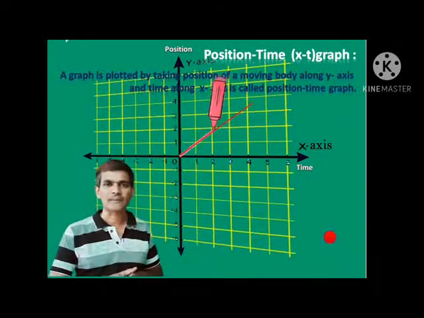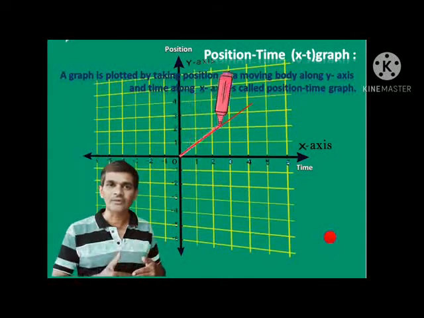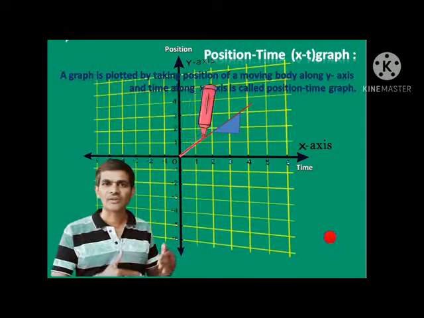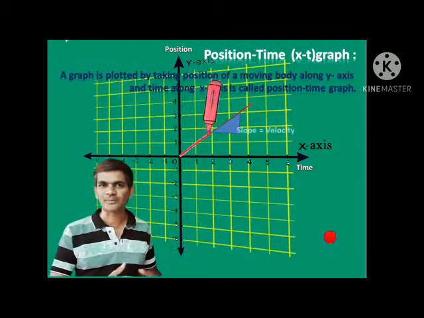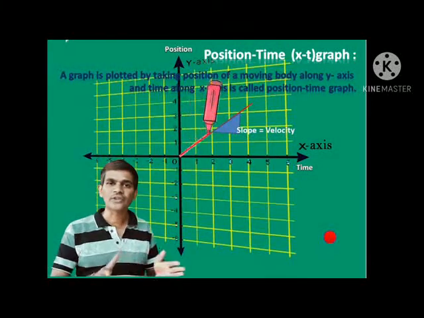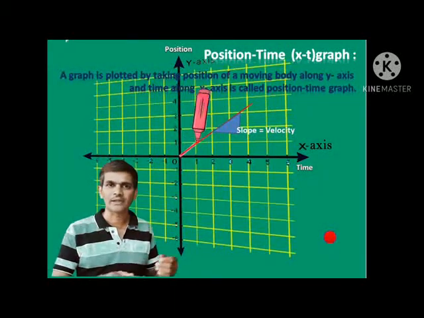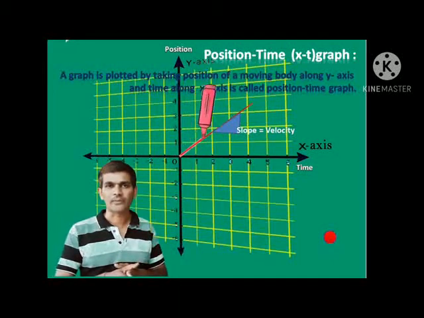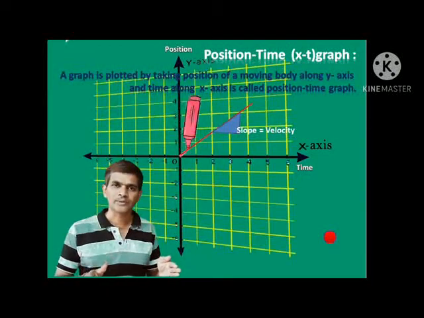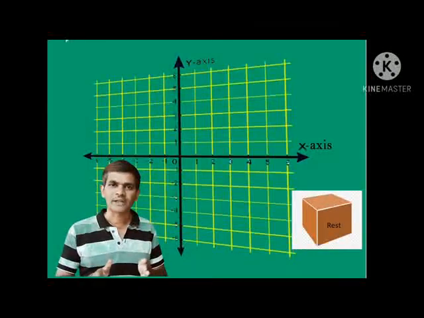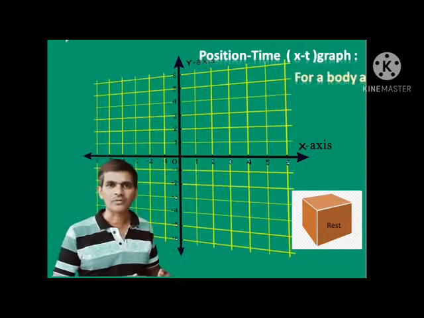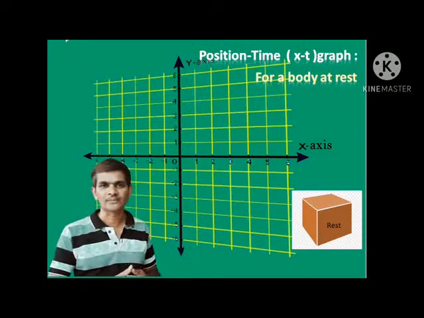This position time graph is helpful to describe the nature of motions. For example, the slope of this graph gives the velocity of a moving body. By that we can determine the velocity of a body using the position time graph. Let us see the position time graph for different cases.